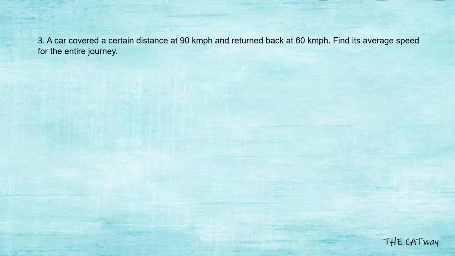Okay, a car covered a certain distance at 90 kmph and returned back at 60 kmph. Now here, see, it covered a certain distance at 90 and returned back. The case which I told you in the previous video, from Delhi going to Noida and from Noida coming back to Delhi, the distance remains constant. Just the difference is that the speed in both the cases, going speed and incoming speed, is different. So what we can apply is the direct formula of 2xy divided by x plus y.